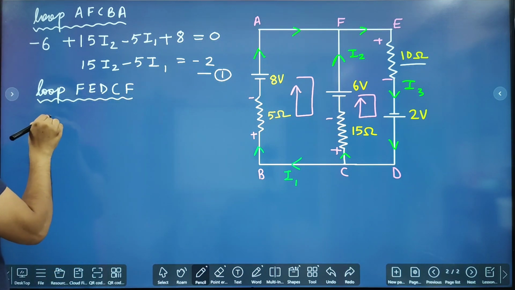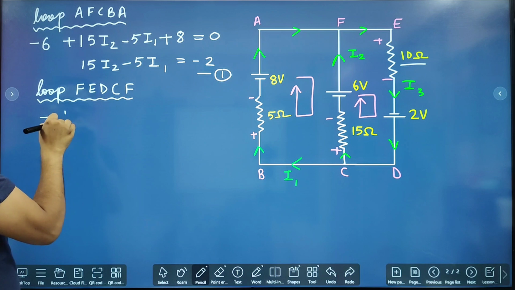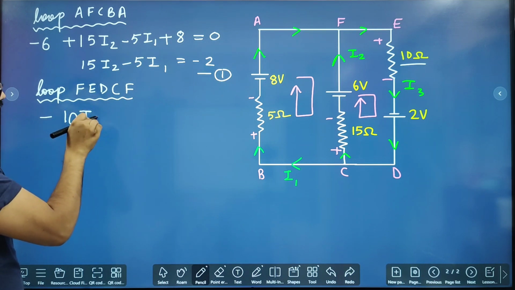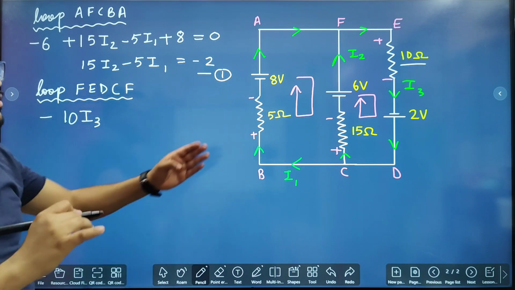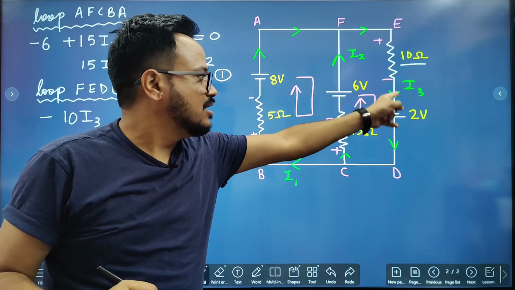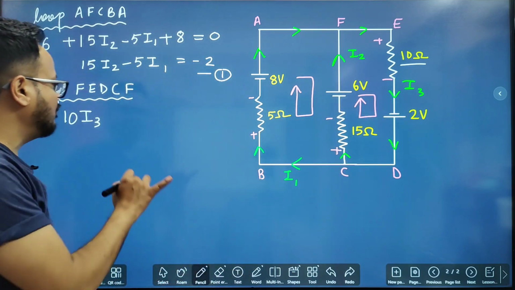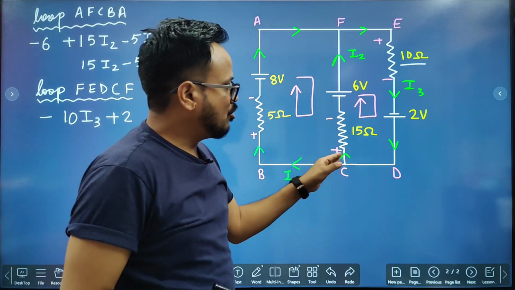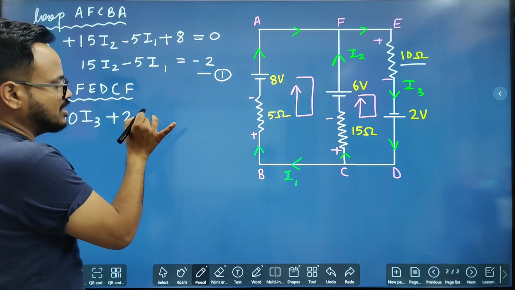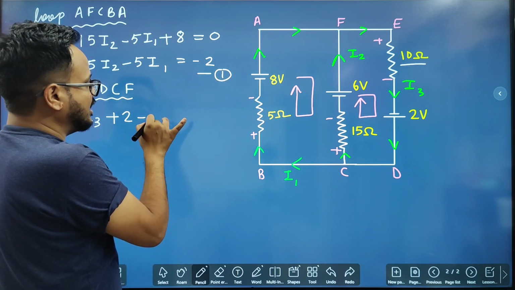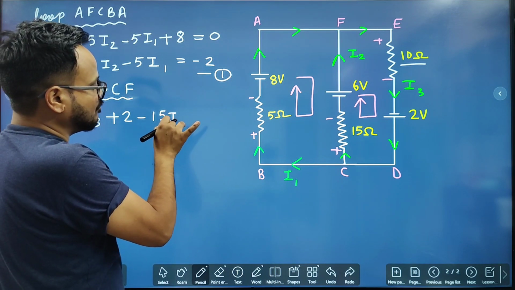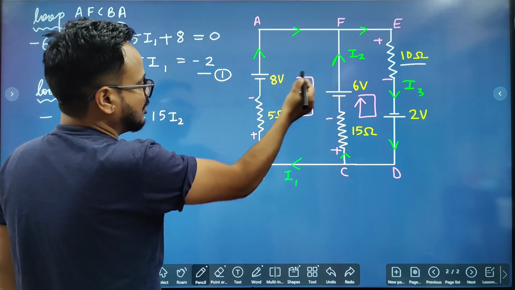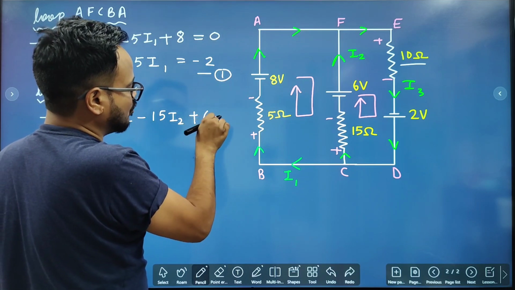So positive to negative means decreasing potential. So this should be minus 10 I3. Potential across this one is minus 10 I3. Now negative to positive, plus 2. Positive to negative, minus 15 I2. Minus 15 I2 plus 6 equal to, loop complete.